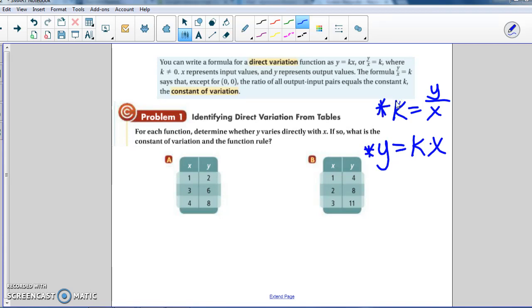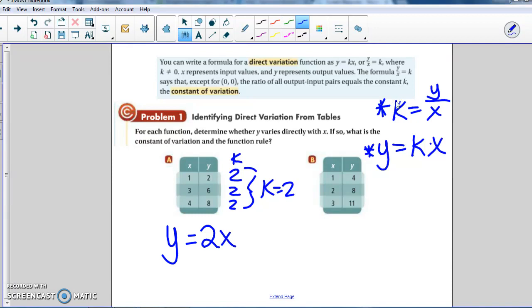throughout this entire section. For each function, determine whether y varies directly with x. If so, what is the constant of variation and the function rule? So, in order to determine whether y varies directly with x, we should figure out what k is. So we're going to do y divided by x. So 2 divided by 1 is 2. 6 divided by 3 is 2. 8 divided by 4 is 2. Since the constant of variation is the same, k is equal to 2. And our function rule is y is equal to 2x.